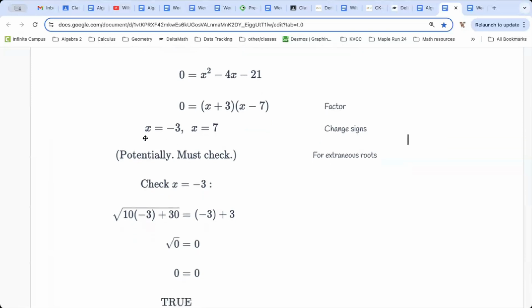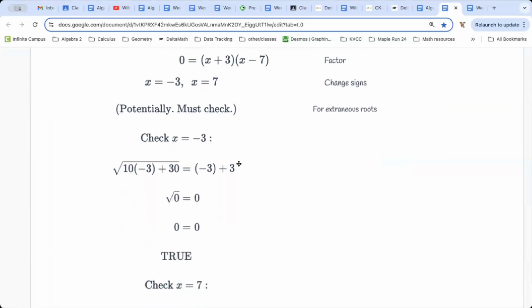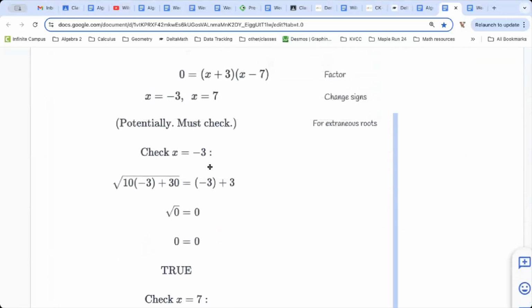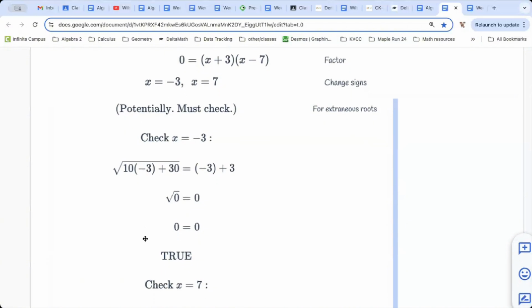So let's first check x equal to negative 3. So replace the x with negative 3. The original problem was the square root of 10x plus 30 is equal to x plus 3. So plug it in. If you did that, negative 30 plus 30 is 0. The right-hand side is 0. 0 equal to 0. Very good. We verified that x equal to negative 3 is true. So that's a good solution.